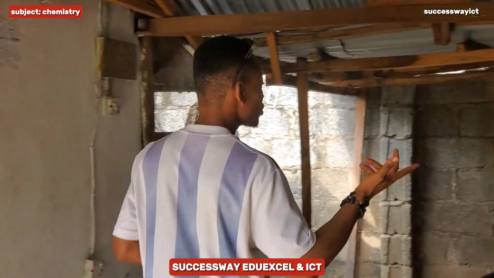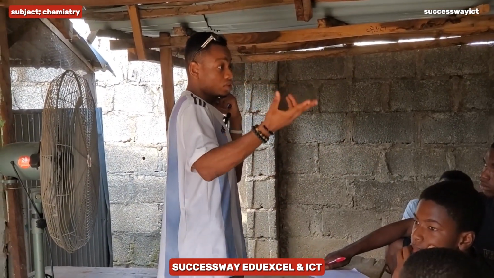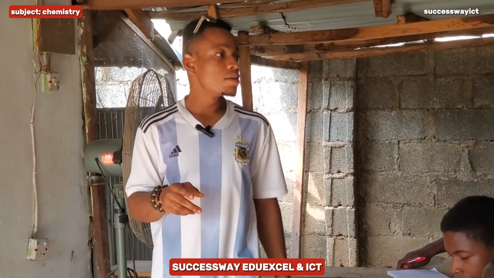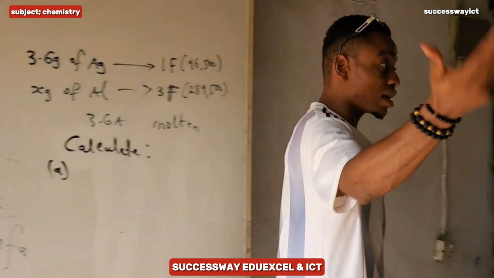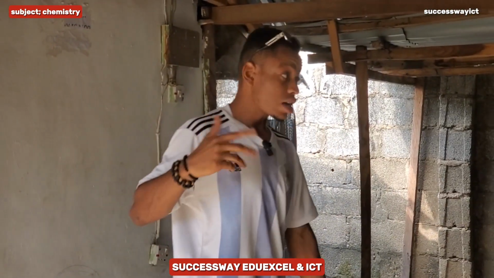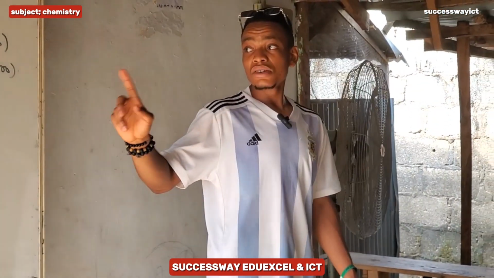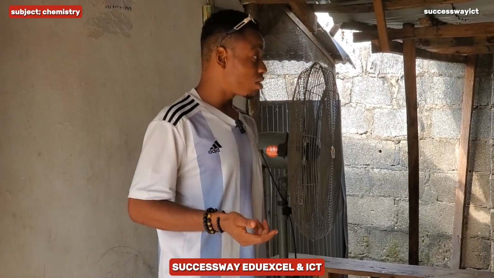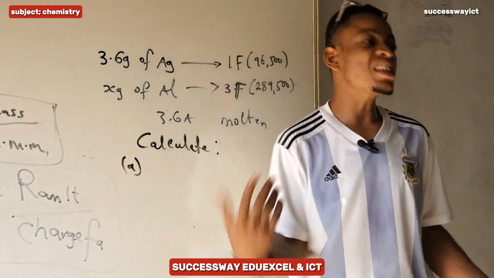Whether it's 2 Faraday, 3 Faraday, 4 Faraday. Like aluminum, what will be the charge? 3. Then if it's zinc, what will it be? 2 Faraday. That is 2 times 96,000. You understand that? The M is the mass of that metal. Then relative molecular mass is the atomic mass of that metal. So if you apply this formula, we'll use this. If you apply this, you will get the same thing.